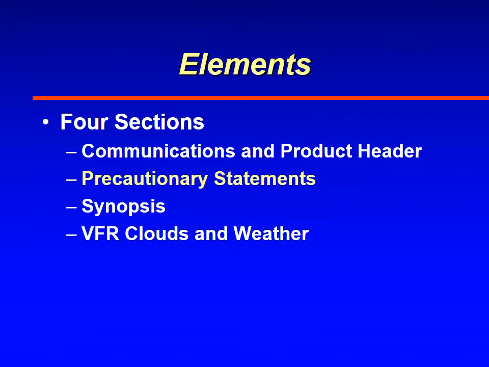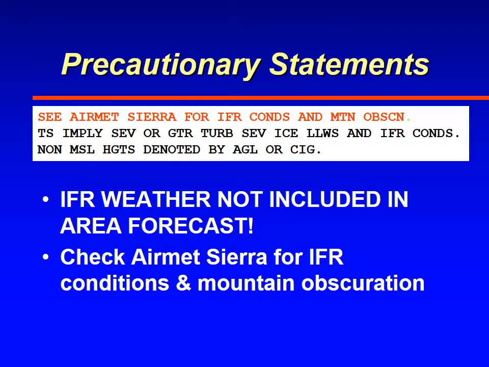The next element is the precautionary statement. And precautionary statements, of course, are a warning to pilots to heed the information and realize that only certain types of information are provided in the area forecast. So the first thing is that it says see AIRMET Sierra for IFR conditions and mountain obscuration. And that is a warning to let you know that only VFR weather is included in the area forecast. There is no IFR weather included in the area forecast.